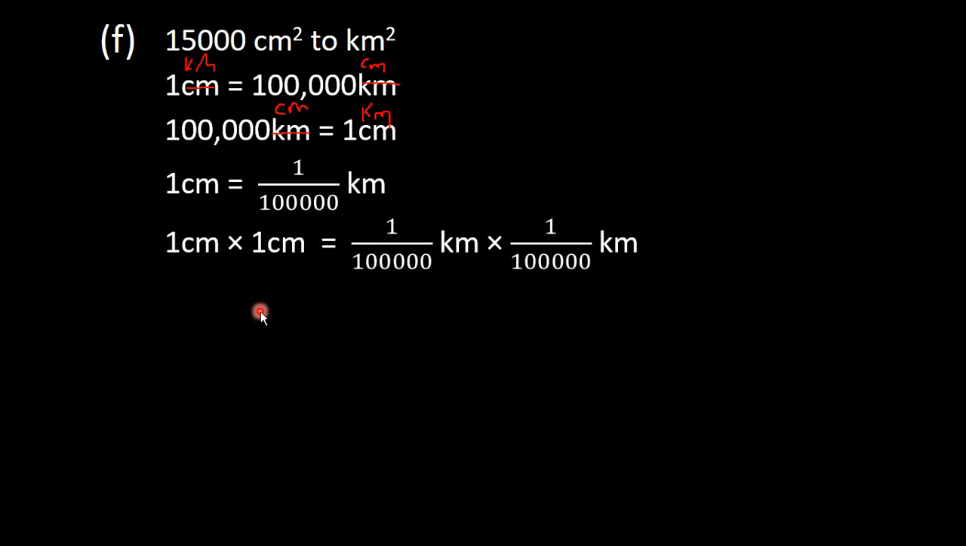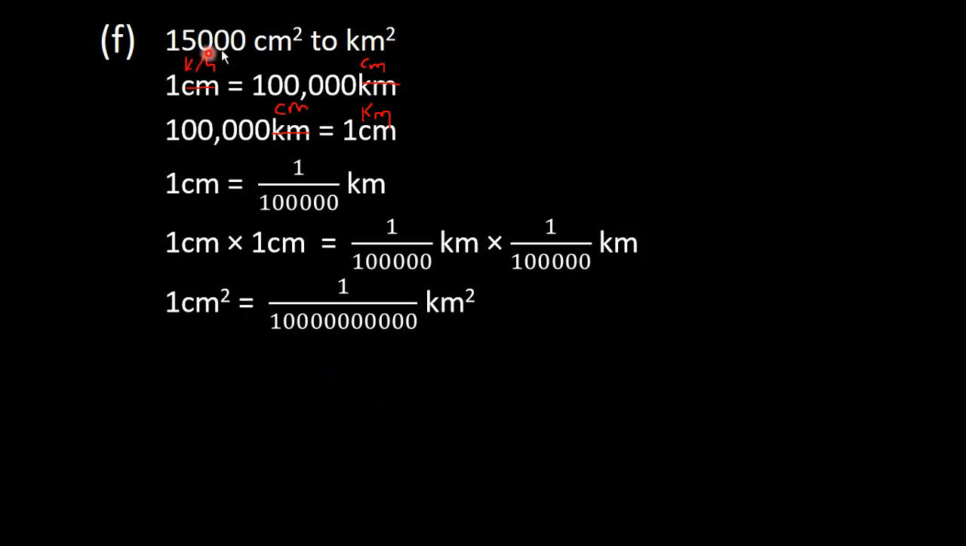That means 1 centimeter squared is going to be 1 over, what is that, 10 billion kilometers squared. So 1 centimeter squared is 1 over 10 billion kilometers squared. So I have the equivalence of centimeters squared to kilometers squared.